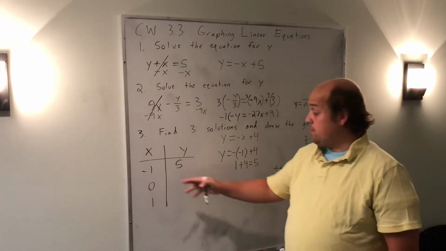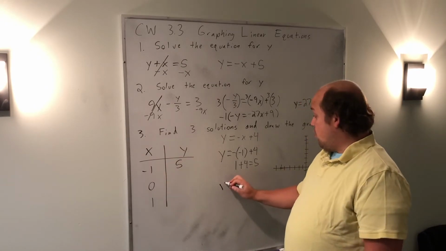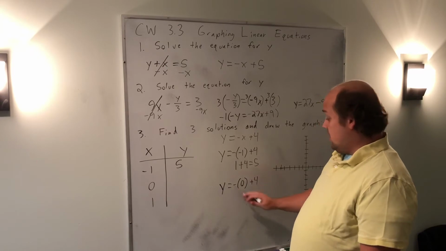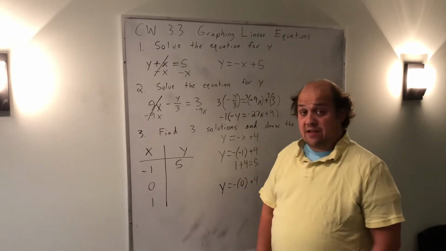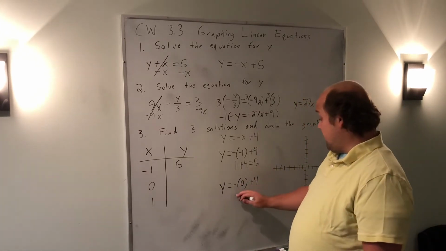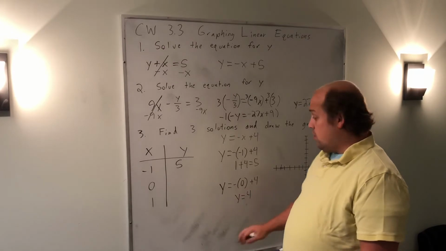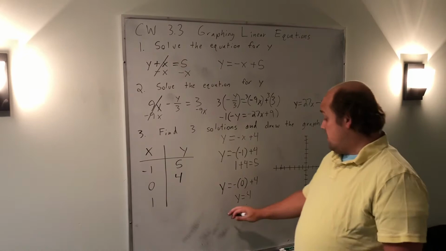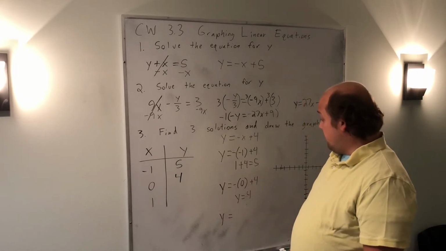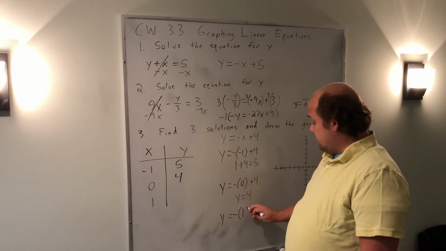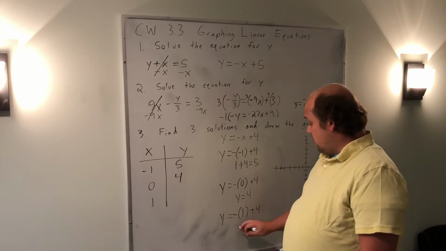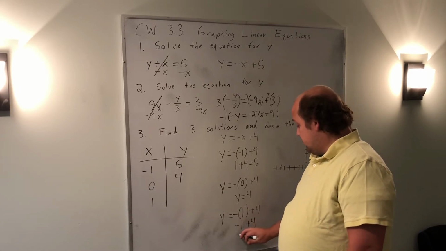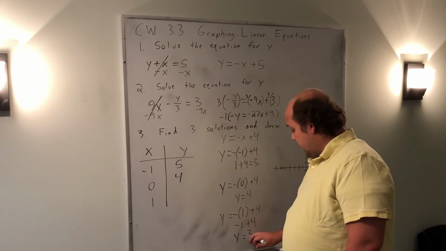We're now going to try plugging in the next x value. y equals negative 0 plus 4. Negative or positive, 0 is 0. So that just drops out and I'm left with y equals 4. So when I put in 0 for x, I got 4 for y. Finally, when I put in a positive 1, I get negative parentheses positive 1 plus 4. That gives me negative 1 plus 4, which gives me y equals 3.